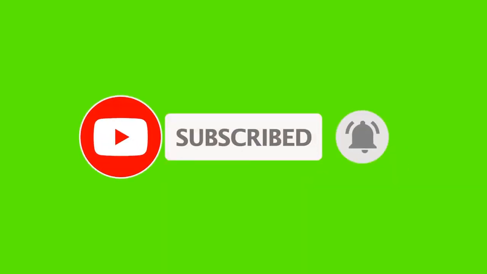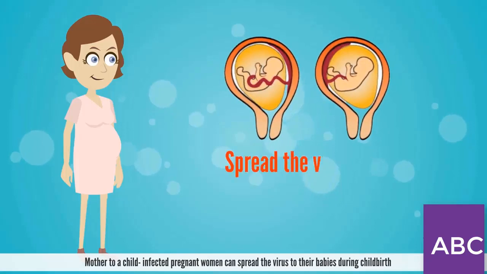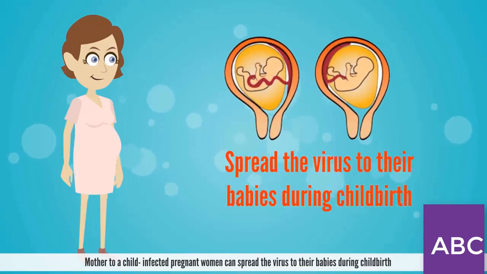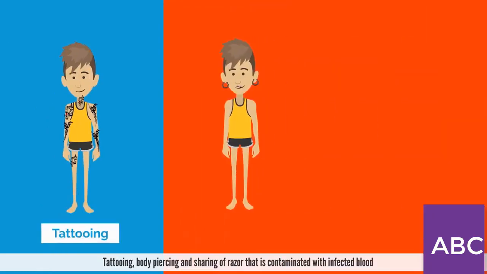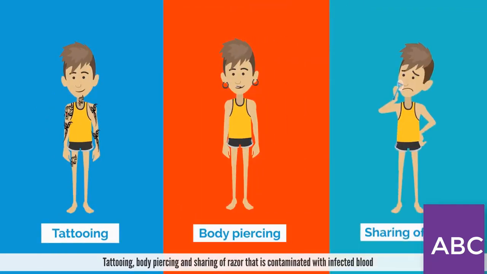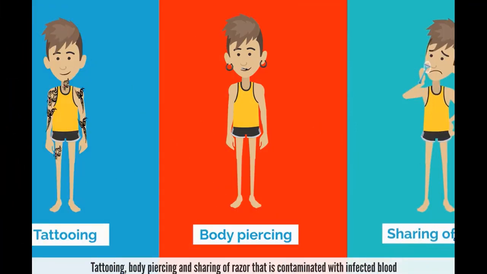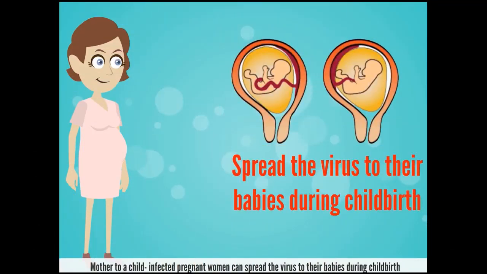Also, it can be spread from mother to child. Infected pregnant women can spread the virus to their babies during childbirth. Tattooing is also another form of spreading hepatitis B. Tattooing, body piercing, and sharing of razors contaminated with infected blood can also be factors for the spread of the hepatitis virus. It can be spread through sharing of sharp needles, especially among drug users.